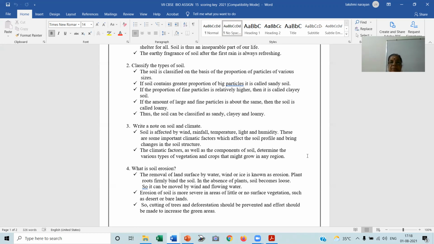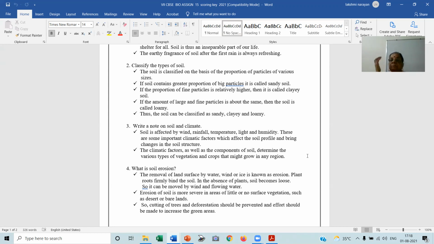Soil is affected by wind, rainfall, temperature, light and humidity. These are some of the important climatic factors which affect the soil profile and bring changes in soil structure. What does it mean?